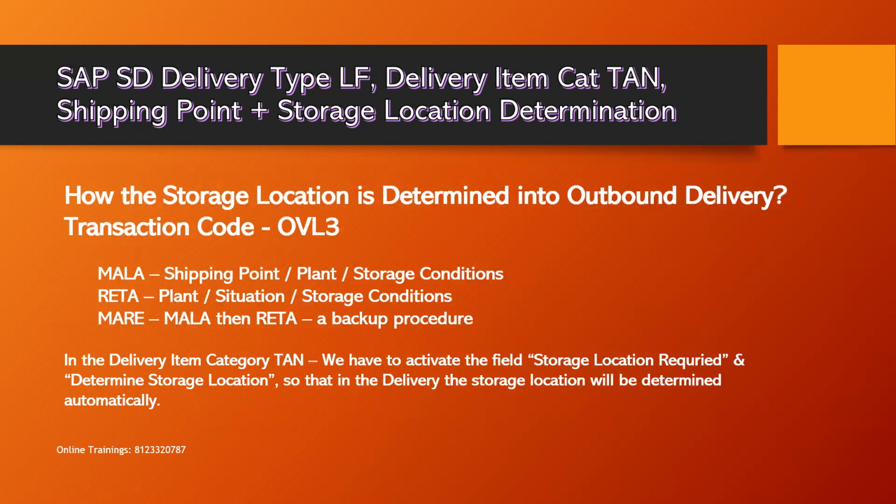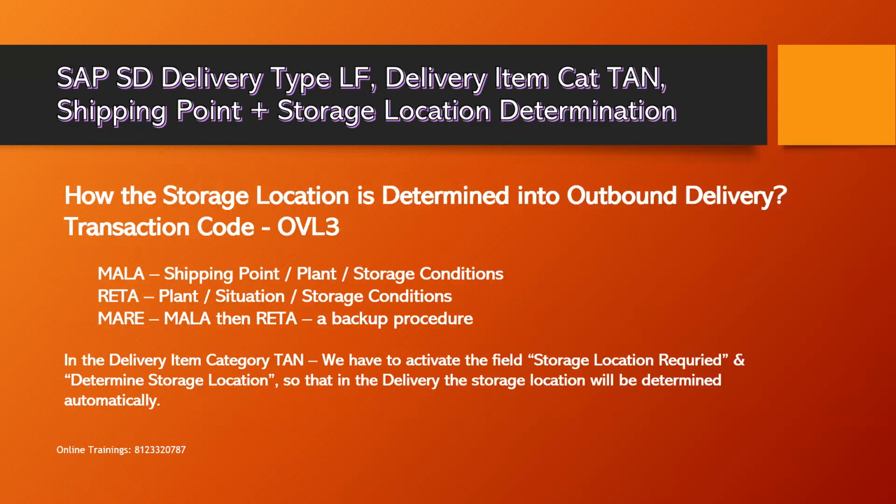If the system doesn't find any of these combinations, then the storage location will not be determined, or that particular transaction is not relevant for the storage location determination. So for this, one more setting is required in the delivery document item category TAN. The fields storage location and determine storage location need to be activated so that the storage location will be automatically determined in the outbound delivery.